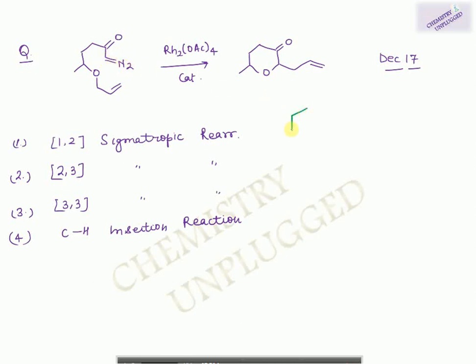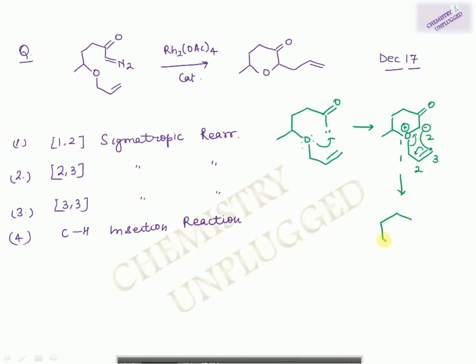Now this oxygen having a lone pair of electrons will attack on this carbon and it will form a 6-membered ring. So this oxygen has a positive charge and this one has a negative charge. Now if this is 1, 2, 3, this will be 1, 2. This charge will attack on this bond, this bond will shift here and this will shift here. After breaking of this bond, this whole allylic group will attach to this carbon. This is similar to the product given in the reaction, and this rearrangement is a 2,3 sigmatropic shift. So the second option will be the correct answer.